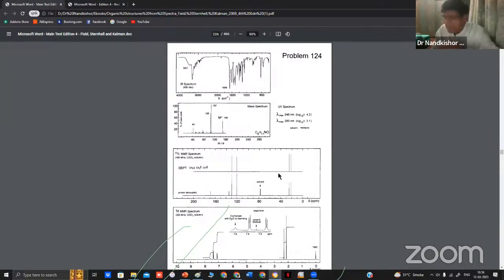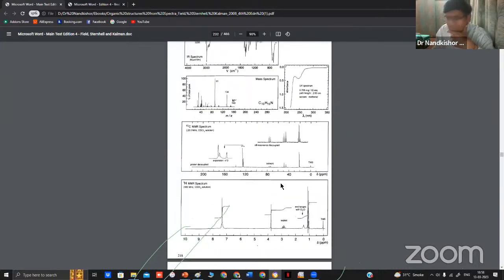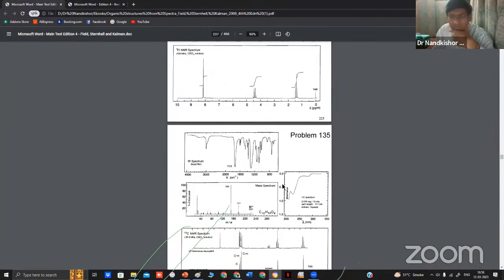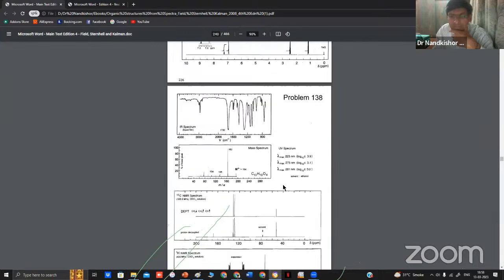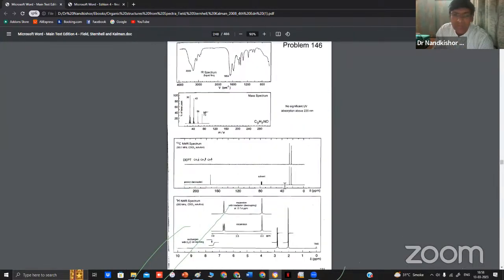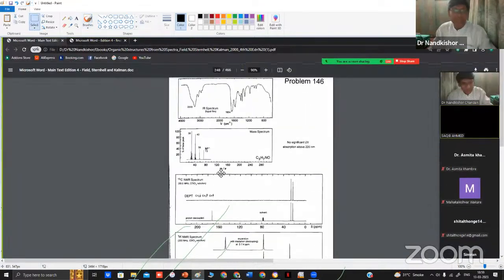Already we have discussed two examples of para disubstituted compounds. So I would like to show you a different structure, like the example of 146, which is very simple, but it's not that simple. A number of times we make mistakes about this structure. Now look here, this 146. If you want to elucidate, what structural features will you get?